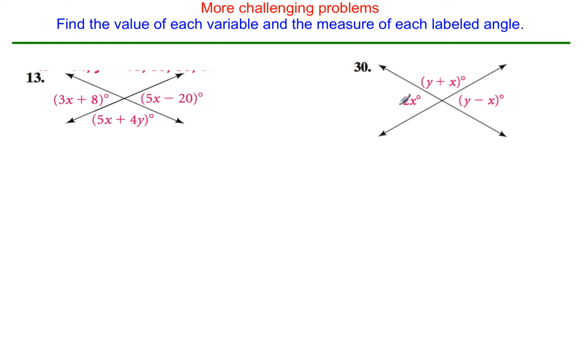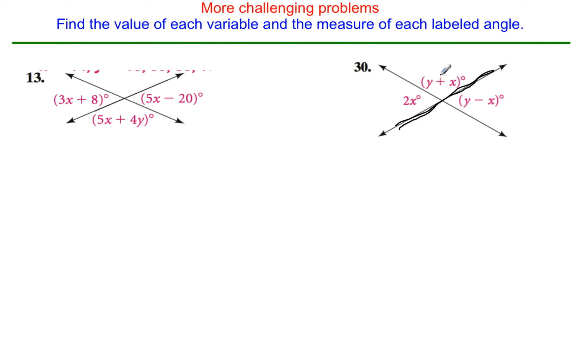Now, it is true that 2x is equal to y minus x. But how does that help me? I have one equation with two variables. That doesn't work. I have 2x plus y plus x is equal to 180 because these are supplementary angles. But that doesn't help me either because, again, I have one equation with two variables.